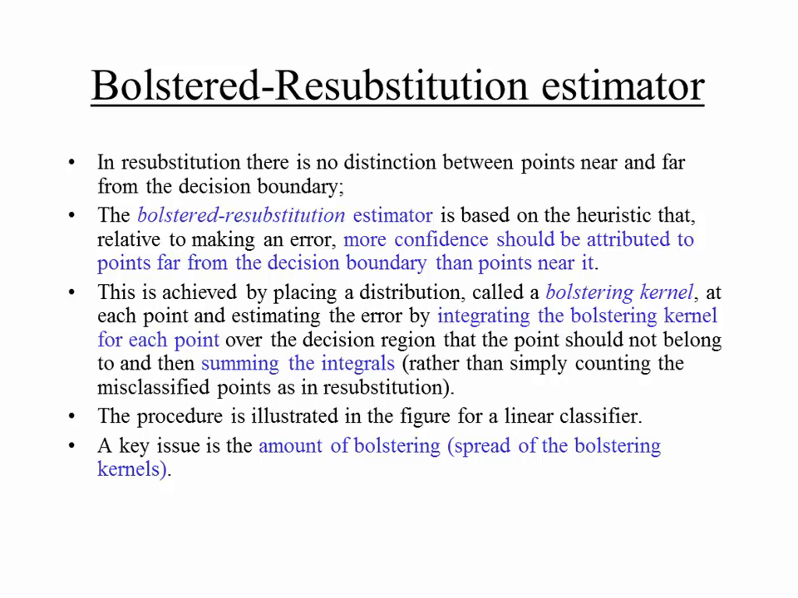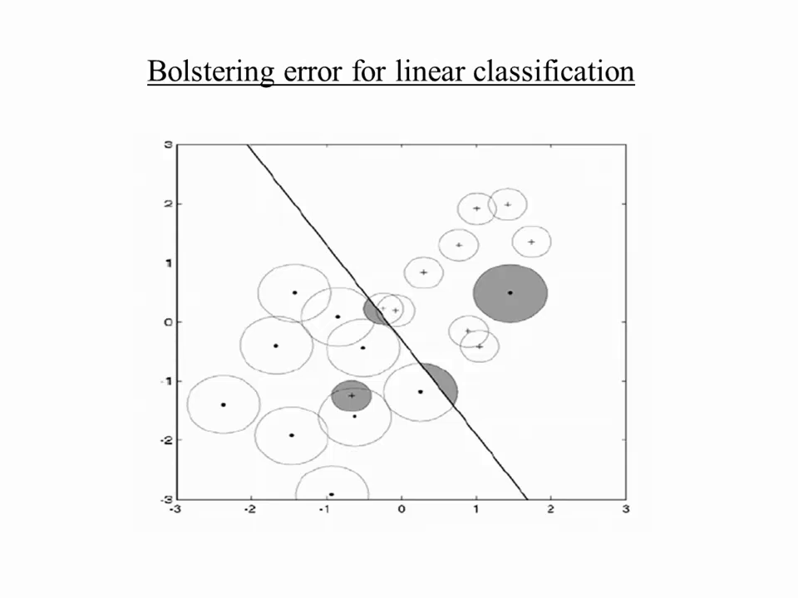So this is achieved by placing a distribution, which is called a bolstering kernel, at each point and estimating the error by integrating the bolstering kernel for each point over the decision region that the point should not belong to. That's what I showed in that picture, the shaded region, and then summing those integrals rather than simply counting the misclassified points as in resubstitution. And the procedure is illustrated in the figure for a linear classifier. And the key issue is the amount of bolstering, the spread of these bolstering kernels, okay? And there is some trade-off over there, okay?